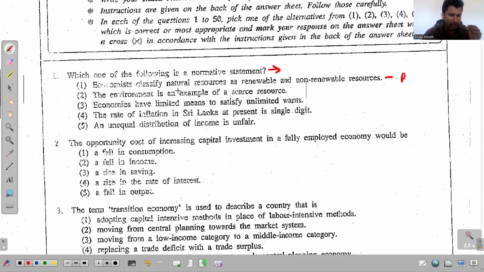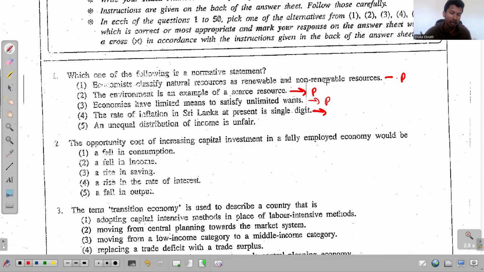The second statement: the environment is an example of a scarce resource. The statement could be right or wrong, it doesn't matter. If it's a fact, that is once again a positive statement. And the third one: economies have limited means to satisfy unlimited wants. Once again, this is a fact, so we recognize it as a positive statement again. The fourth one: the rate of inflation in Sri Lanka at present is single digit. This could be right or wrong, we don't know, but we can easily check the accuracy of it. And this is once again a fact.